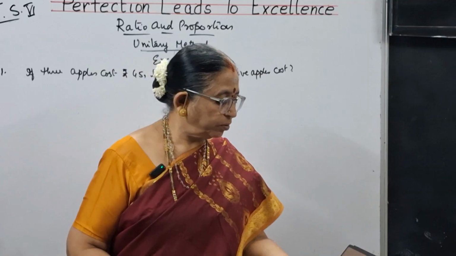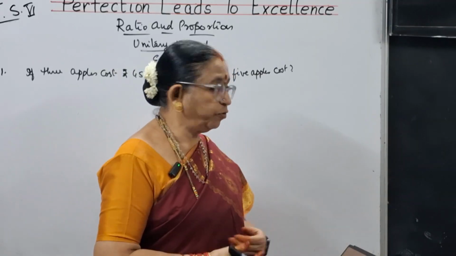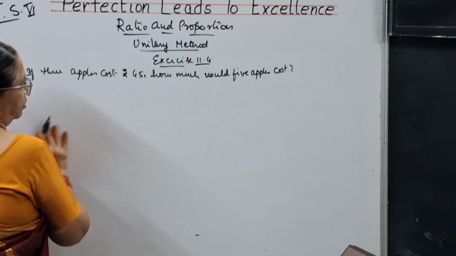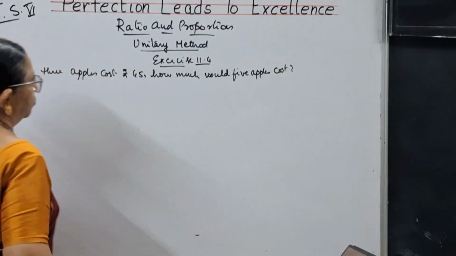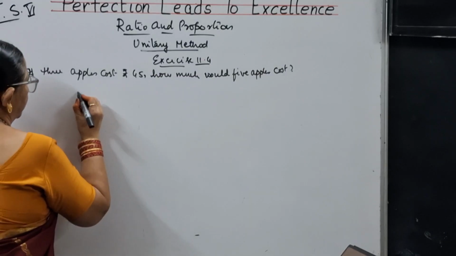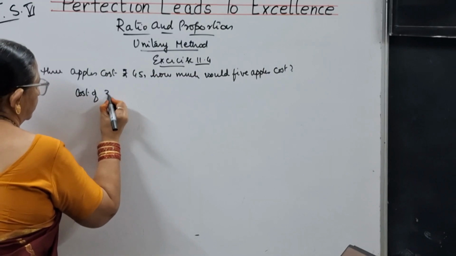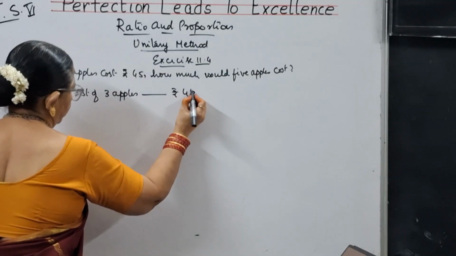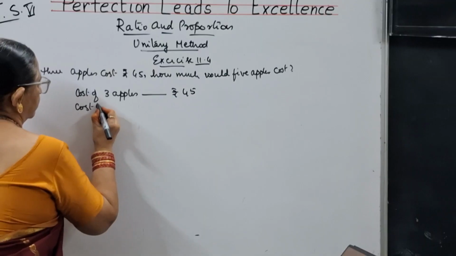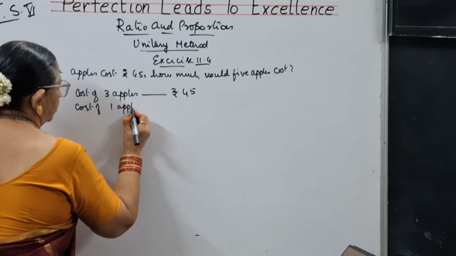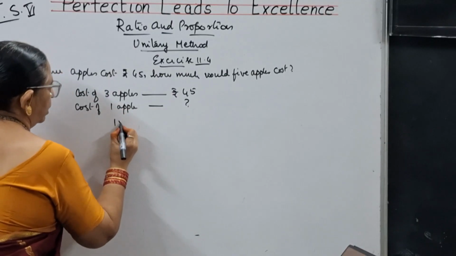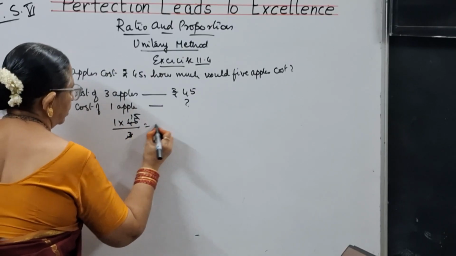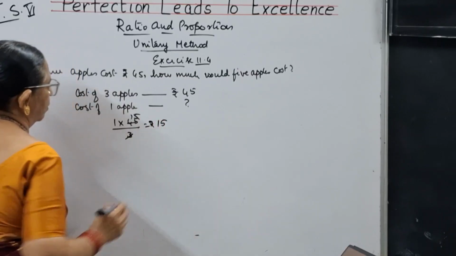Now we are going to do the next exercise, children. Exercise 11.4. In this, the first problem is, if 3 apples cost rupees 45, how much would be the cost of 5 apples? So, cost of 3 apples, how much? Rupees 45. So, you have to find out cost of 1 apple. 1 apple is how much? So, 1 into 45 by 3. 3 ones are 3, 3 fives are 15, that is 15 rupees is cost of 1 apple.